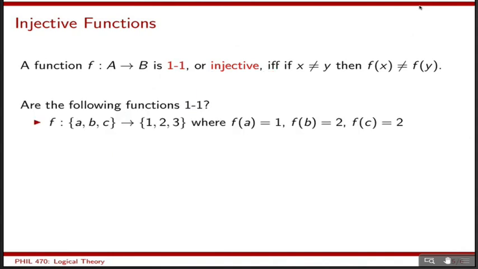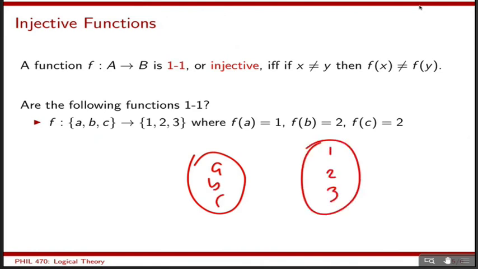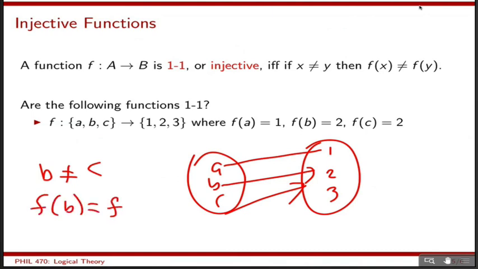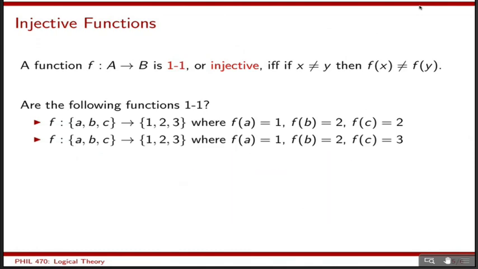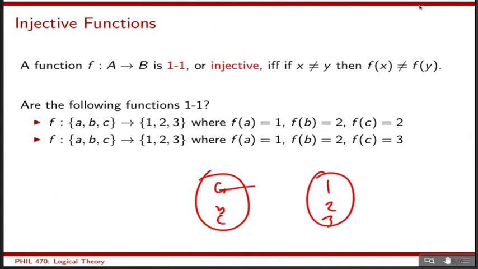Let's look at some examples. What about this function right here? We have A, B, and C, and 1, 2, 3. A is associated with 1, B is associated with 2, but C is also associated with 2. Okay, so is this function one-to-one? Well, no, because B and C are different, but f of B is equal to f of C. They both get mapped to 2. What about this next example right here? Again, we have A, B, C, 1, 2, 3. A gets mapped to 1, B gets mapped to 2, and C gets mapped to 3. And it's easy to see that this is, of course, one-to-one.